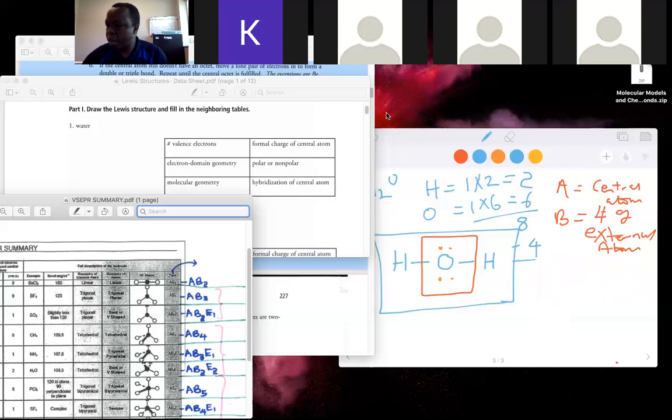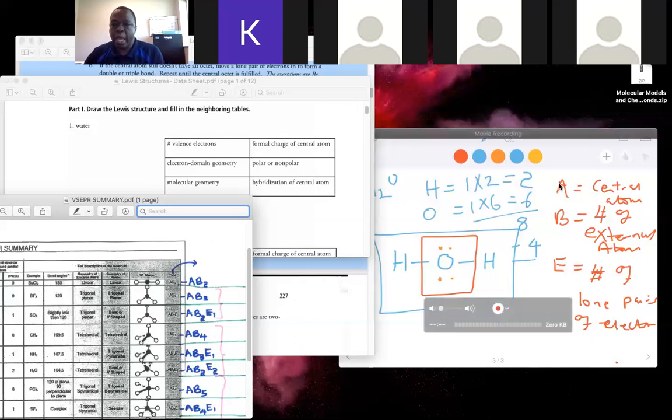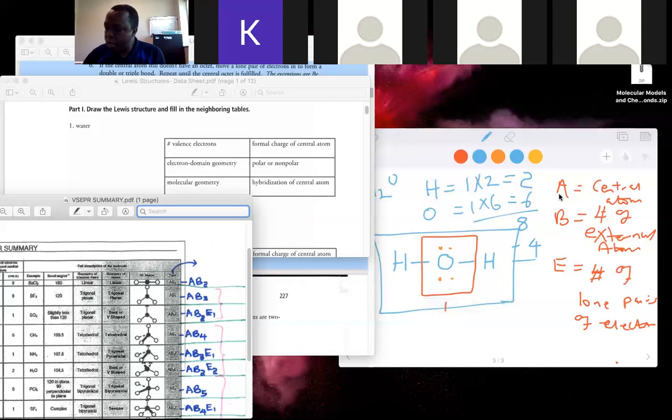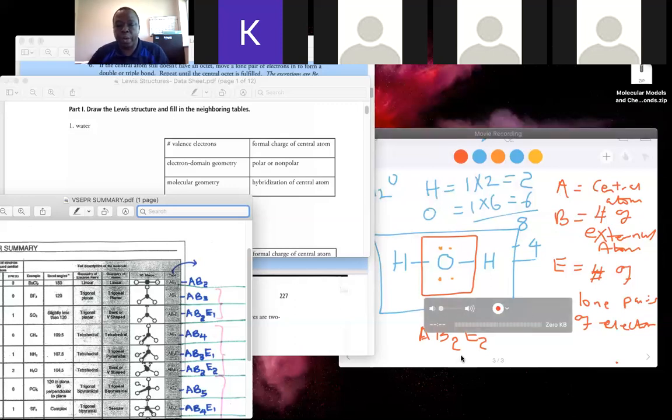So I am writing the electron configuration. E stands for the number of lone pairs of electrons. So that is the configuration you need to use. I'm just going to write this using oxygen. I have A, that is the oxygen, B2, and lone pairs are 2, so E2. This is my configuration for H2O.